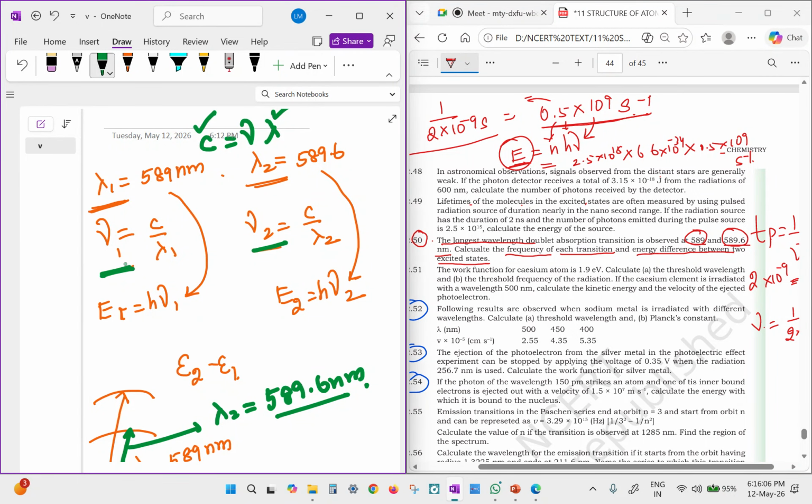Also, if you know the frequency, they're asking you the energy difference. So what do you have to do? For the nu1 type of transition, the corresponding energy is E1. For the nu2 type of electromagnetic radiation absorbed, E2 is the energy. They are asking you to find the difference in the energies of the two states. So E2 minus E1 will give you the answer. Is it okay? Yes, ma'am.